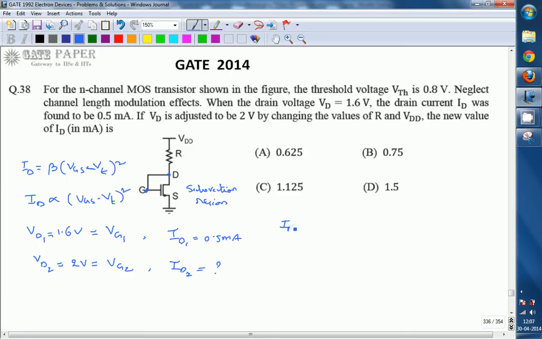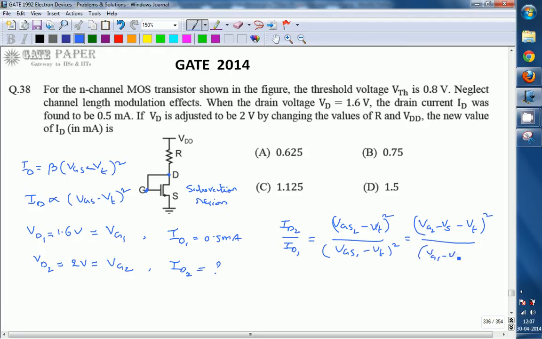You can write ID2 divided by ID1, where the proportionality constant cancels, as (VGS2 minus VT) whole square divided by (VGS1 minus VT) whole square. VGS2 is VG2 minus VS, and VGS1 is VG1 minus VS. But VS, the source, is connected to 0, so VS value is 0 and you can neglect it.